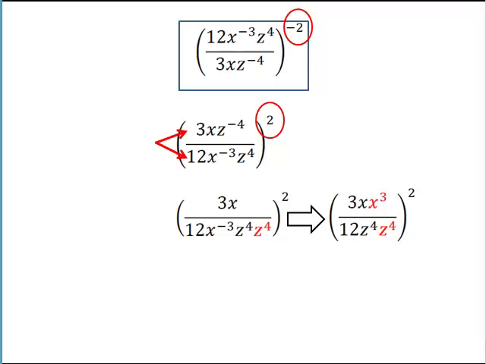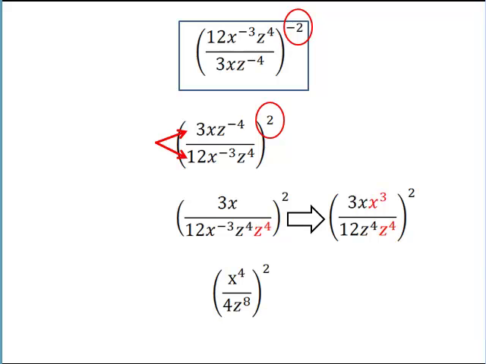The 3 and the 12 reduce by a factor of 3, giving us 1/4. The x to the 3rd times x to the 1 in the numerator is x to the 4. Remember, we add exponents in this process. The z to the 4th times z to the 4th in the denominator becomes z to the 8th when we add their exponents. The only thing that remains is to eliminate the 2 on the outside of the parentheses.